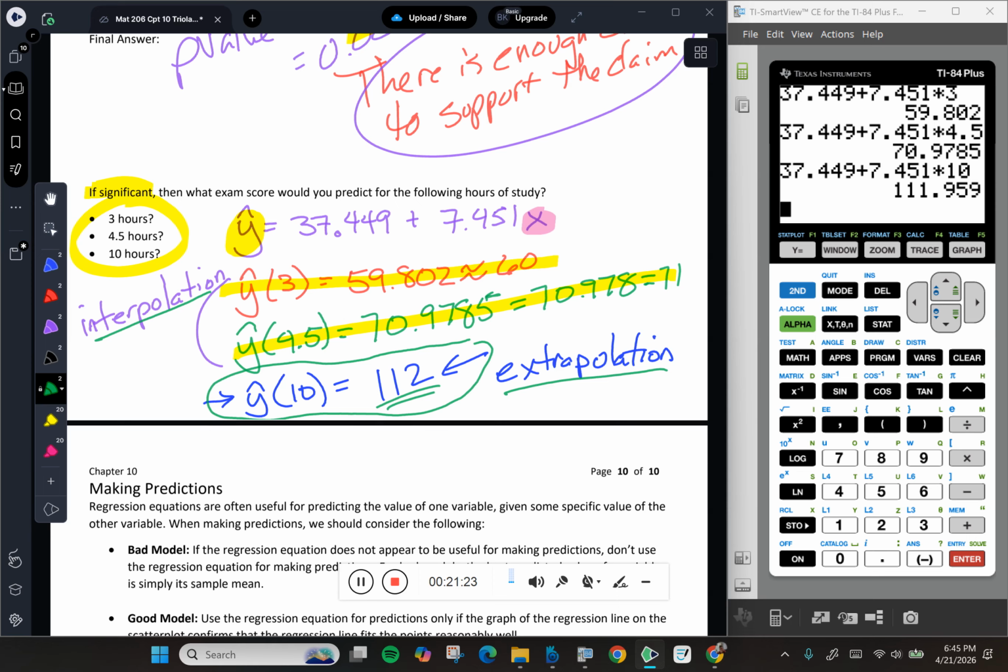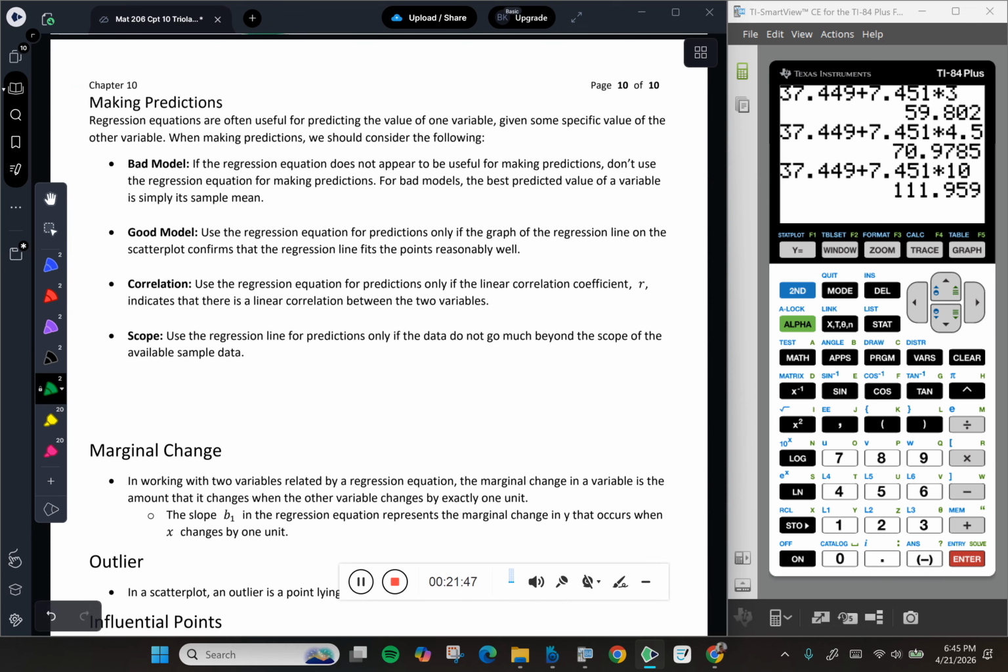If my data set has a range of 8, I don't want to go more than 1 or so outside the data set. And if I do go outside my data set and my equation gives me a wonky answer, 112%, can't do that, I should accept that that's not a reality, and that's a bad prediction. Okay? So when we're using our regression equations to predict the value of one of the variables, we should consider the following.